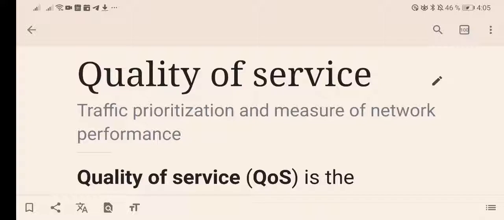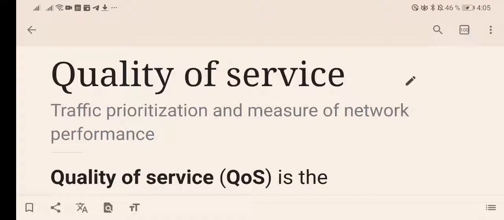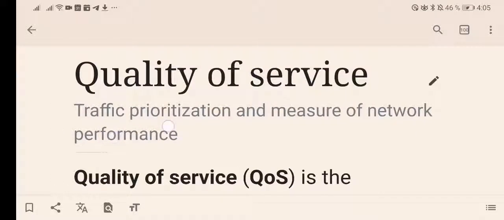We will be talking a little bit about quality of service. Very important subject, very practical, useful subject because we can improve the quality of the service.